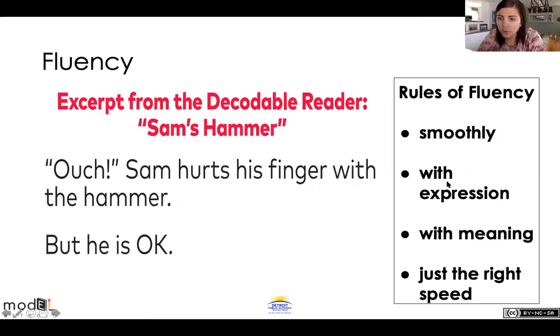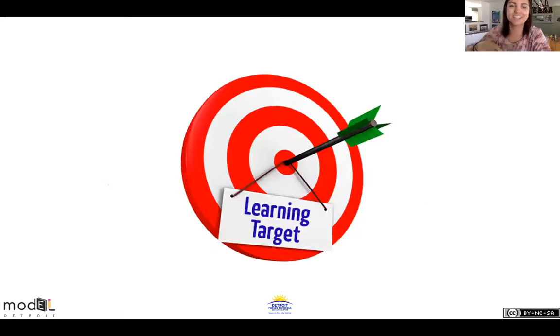So did we read it with expression? Did we use the punctuation marks? Ouch! Yeah, you gotta be like, oh, you guys hurt your finger. Maybe stubbed your toe, got a paper cut. I know this. Rules of fluency, did we read it with meaning? So did we say, but he's okay. We let them know, like Sam is still okay. And just the right speed. Rules of fluency, did we read it with just the right speed? So let's read it again. Ouch! Sam hurts his finger with the hammer, but he is okay. Good job, guys. All right, next learning target.